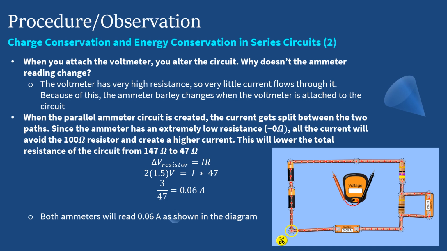Now, when the parallel emitter circuit is created, the current gets split between two paths. Since the emitter has an extremely low resistance of almost 0 ohms, all the current will avoid the 100 ohm resistor and create a higher current. This will overall lower the total resistance of the circuit from 147 ohms to 47 ohms. This is shown in the diagram in which our new current is 0.06 amps.